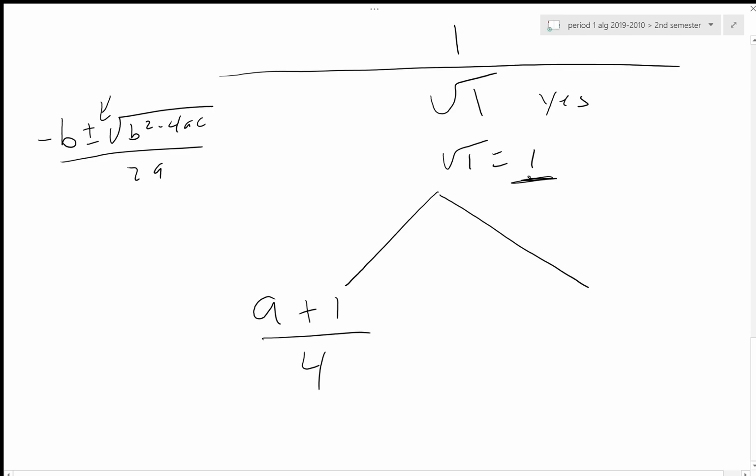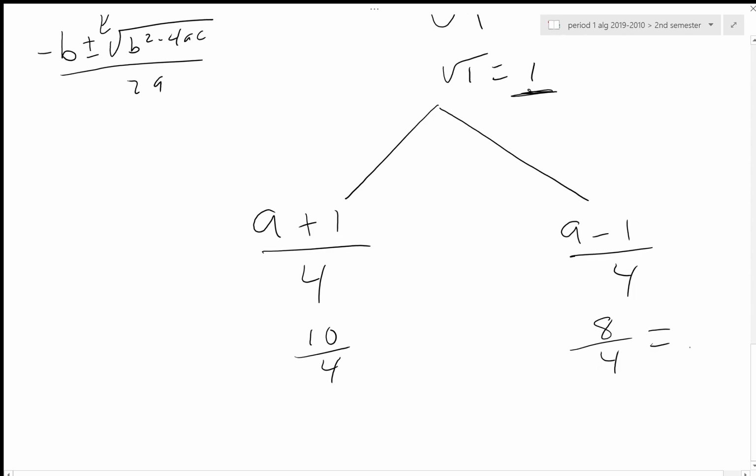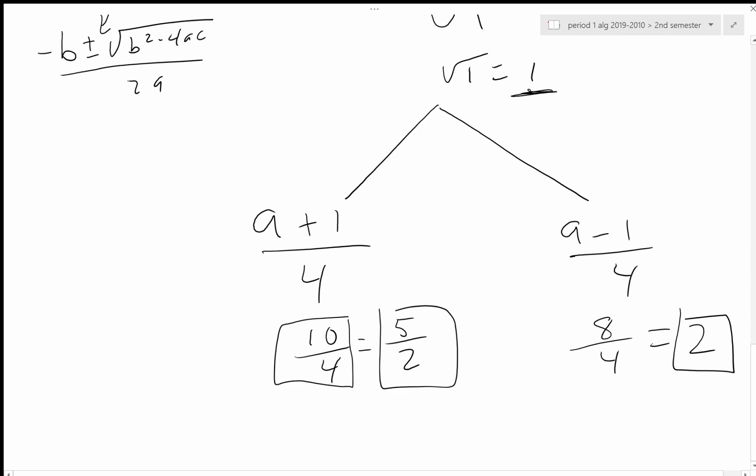Then over here you do the same thing except you put a minus sign. 9 plus 1 is 10. 10 over 4. 9 minus 1 is 8. 8 over 4. Can you divide 8 over 4? Yes, 2. So that's one answer. Can you divide 10 over 4? No, you can't. You could leave it like that. I prefer you to simplify it. If you simplified it, you would get 5 over 2. Okay? Simple.